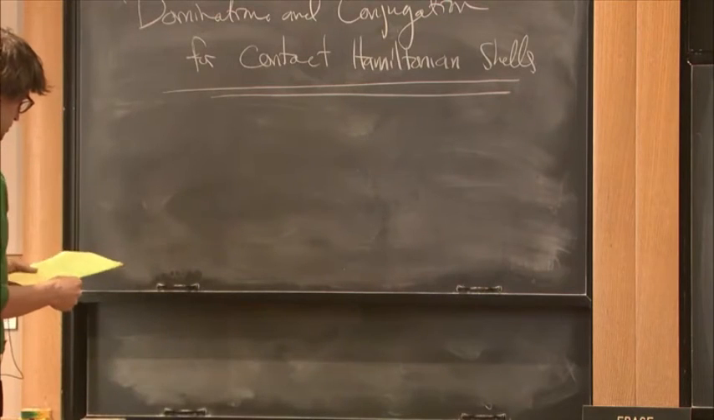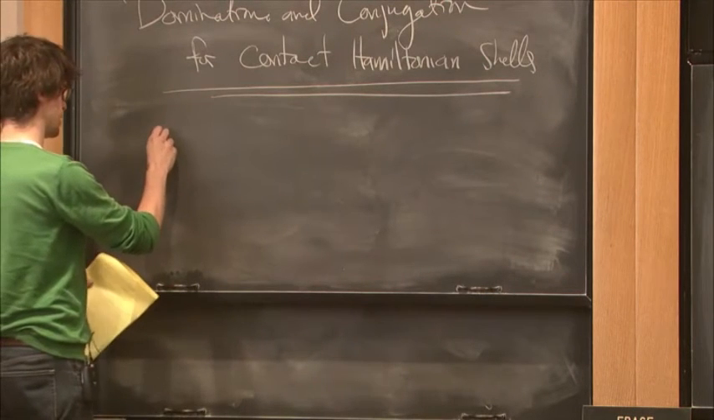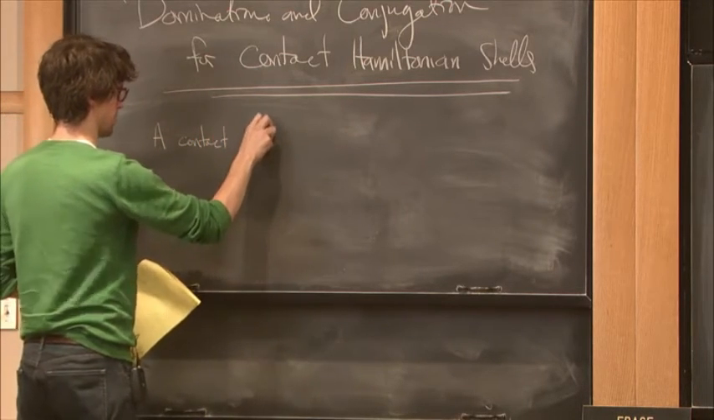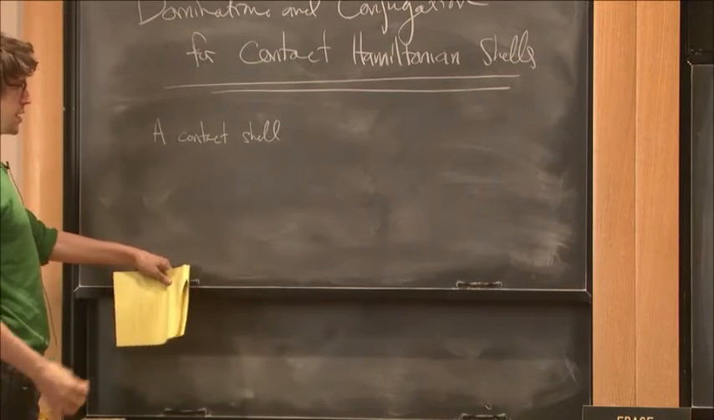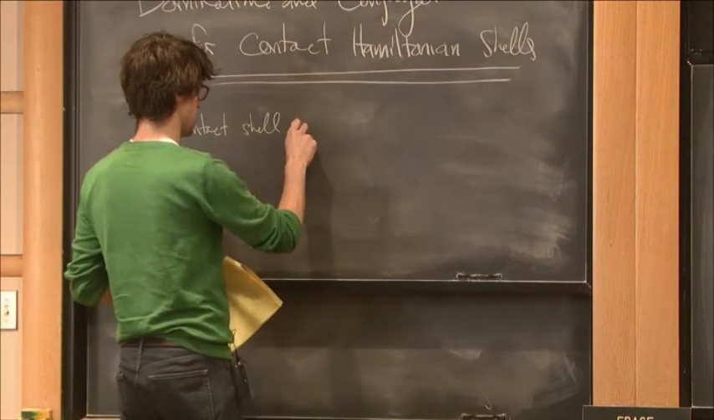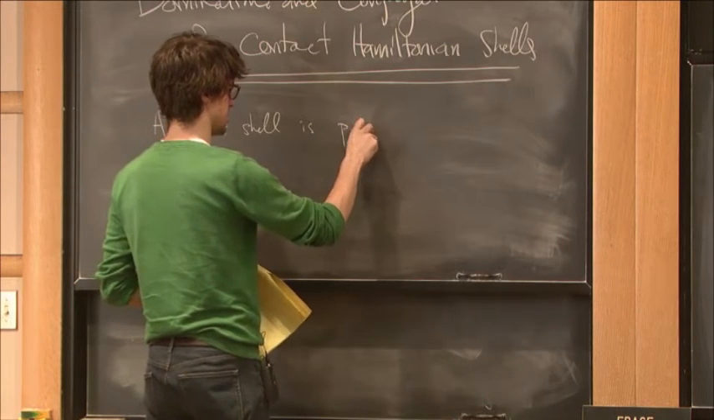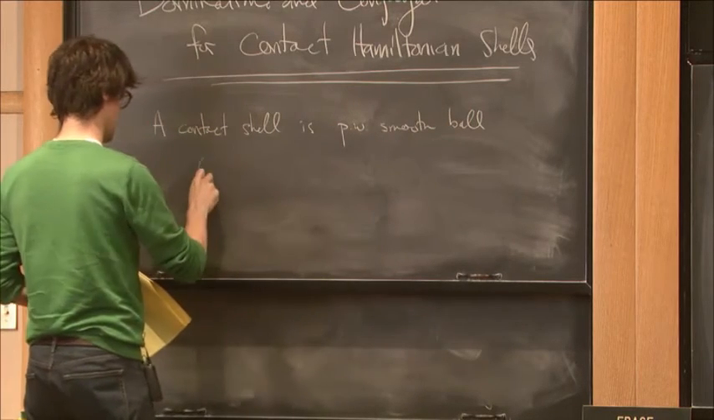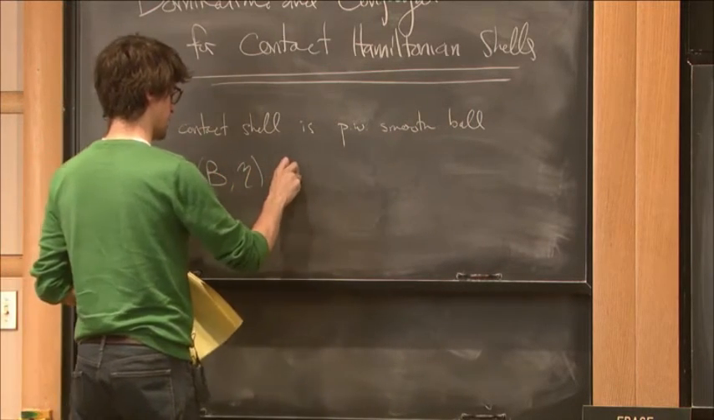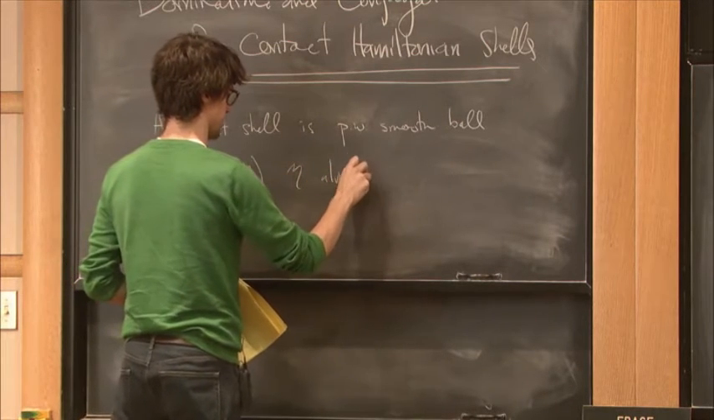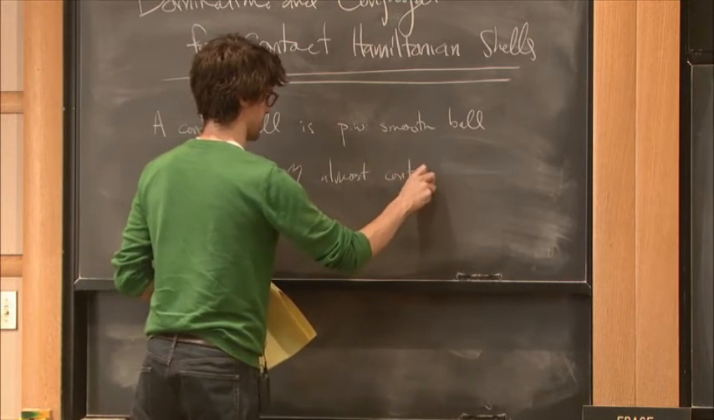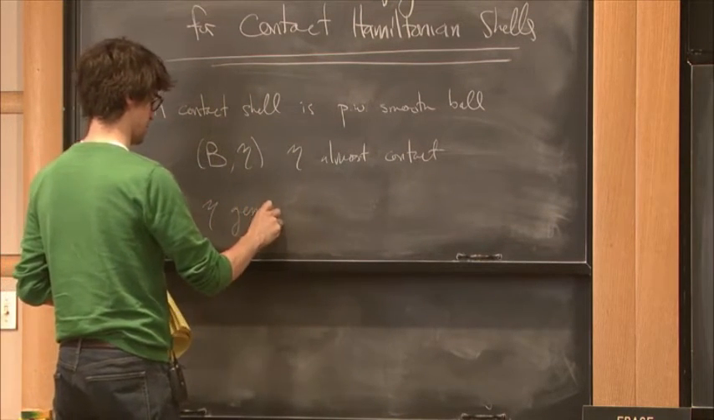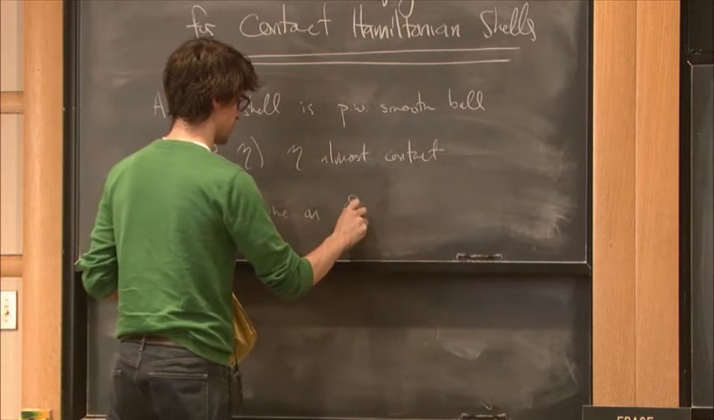Okay, so recall that a contact shell, this is what we reduced the problem of extending a contact structure to. So it's a piecewise smooth ball where eta is almost contact, such that eta is genuine on a neighborhood of the boundary.